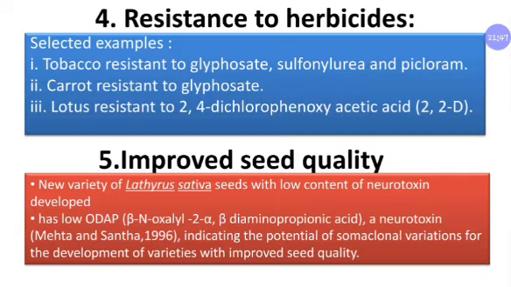Improved seed quality. A new variety of Lathyrus sativus seeds with a low content of neurotoxin is developed. The neurotoxin is beta-N-oxalyl-L-alpha,beta-diaminopropionic acid, or ODAP. This indicates the potential of somaclonal variations for the development of varieties with improved seed quality.